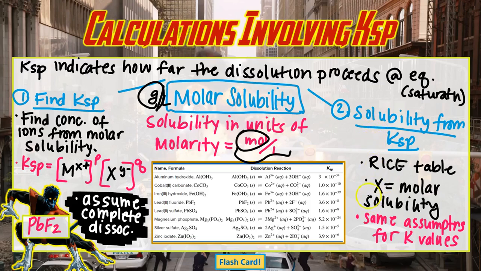Now our x value on the RICE table is actually going to equal our molar solubility because that's actually equal to our concentrations here in equilibrium of our aqueous ions. And if we get our molar solubility in moles per liter, we can then convert moles per liter back to grams per milliliter or even grams per liter, depending on whatever the question asks. So let's go back to the Avengers compound for some examples.